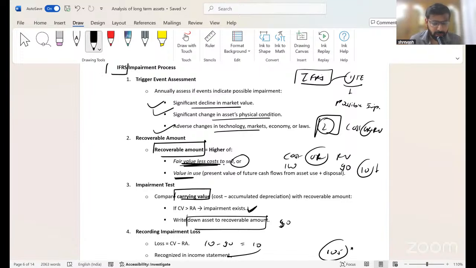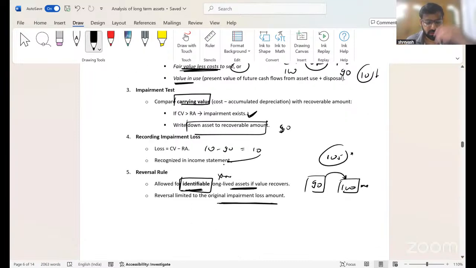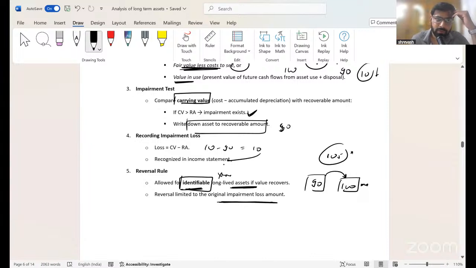Sir, how is the impairment loss of 10 going to be recognized in the income statement? Okay, sir, fair enough. So is the reversal allowed? Tomorrow, if the recoverable value goes from 90 to 105, is the reversal allowed? Yes, only to the extent of the original carrying value, which is 100, from where the impairment was done.